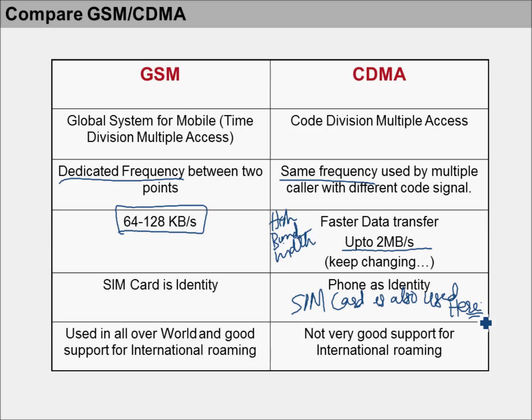One of the best things about GSM is that since it is a little older technology and it is used all over the world, there is good support for international roaming. So if you are planning to make an international trip, you can be sure that in the other country where you are traveling, you are going to have support for your GSM phone. But in the case of CDMA, some of the countries are still not very strong in CDMA technology. They don't have the towers or infrastructure for CDMA. So international roaming may not be very well supported. So not very good support for international roaming.